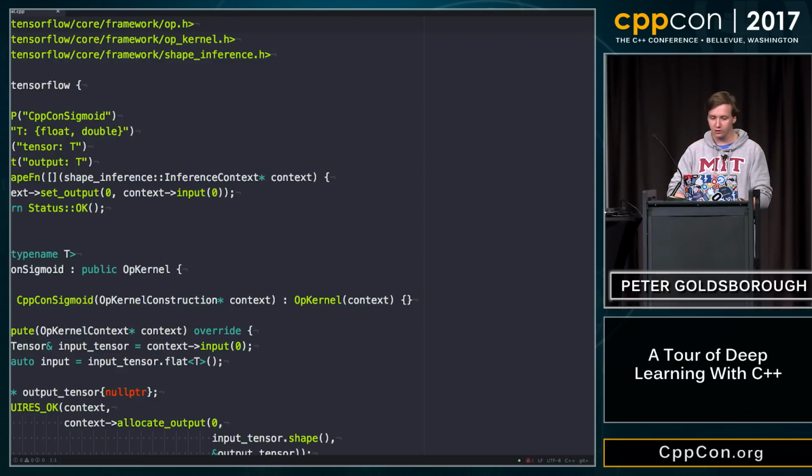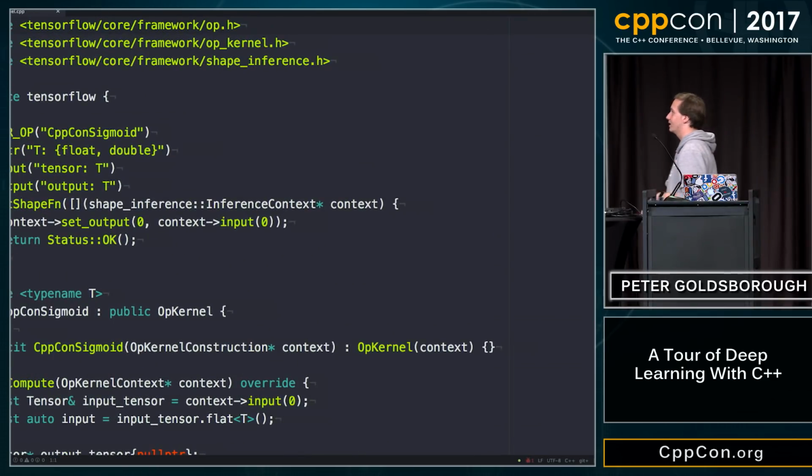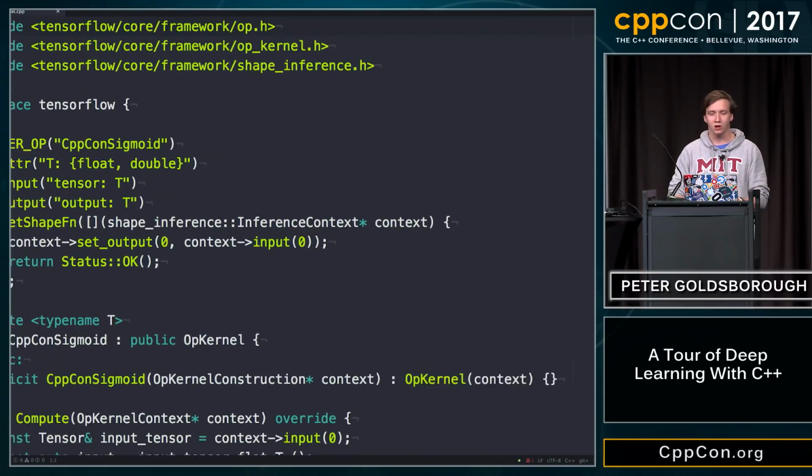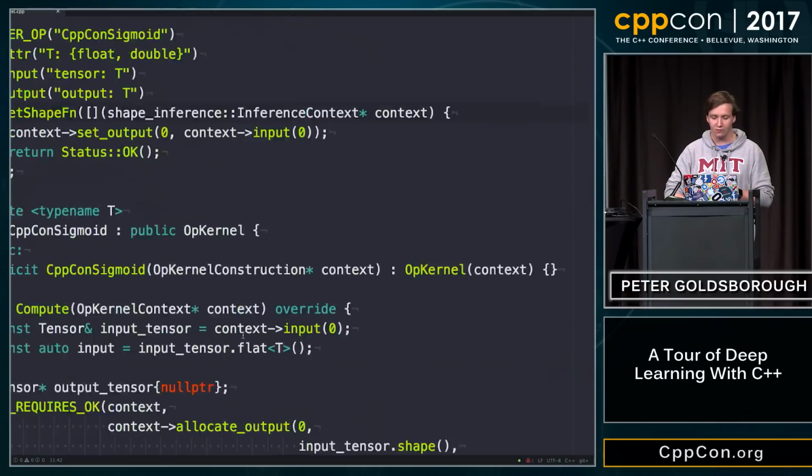All right, so TensorFlow I'll talk more about in a bit, but it's essentially one of the biggest deep learning libraries. I'm going to show you how you would implement your own kernel for it. So we're going to implement the sigmoid operation, which I talked about earlier, just that we're going to call it CppCon sigmoid, so it's far superior, of course. So essentially, it boils down to very little code. So that's the entire file.